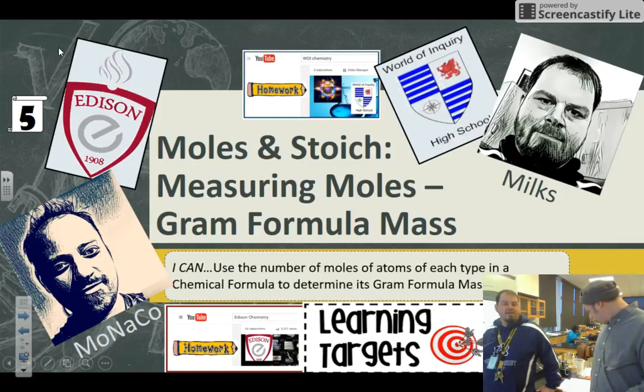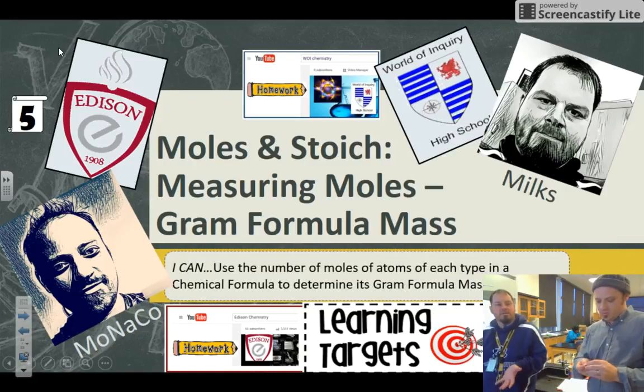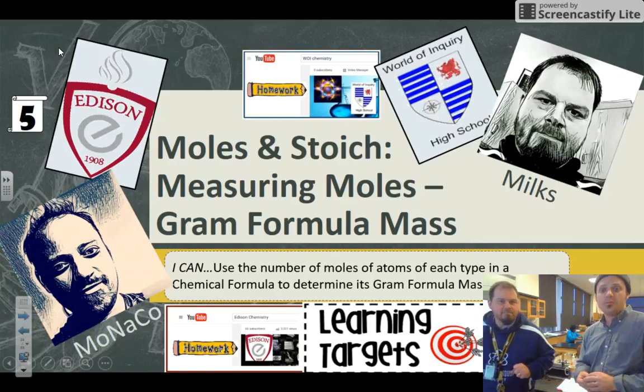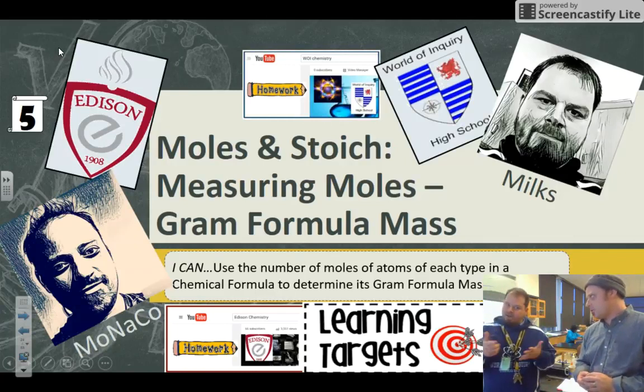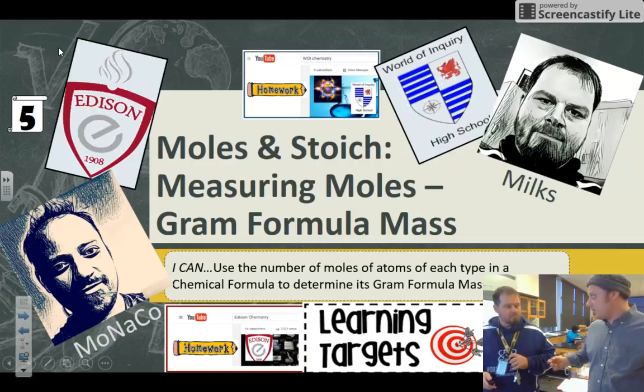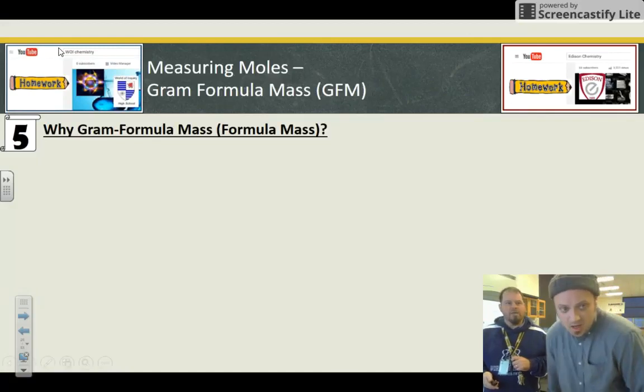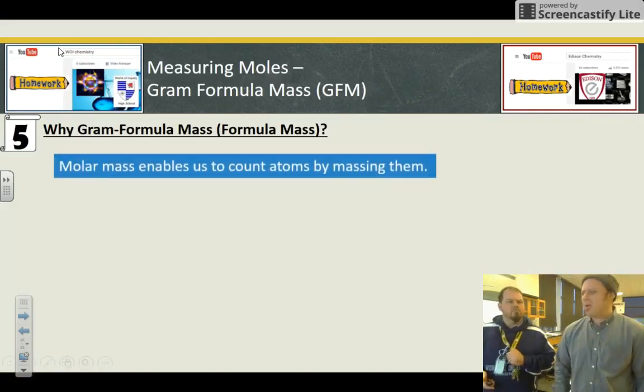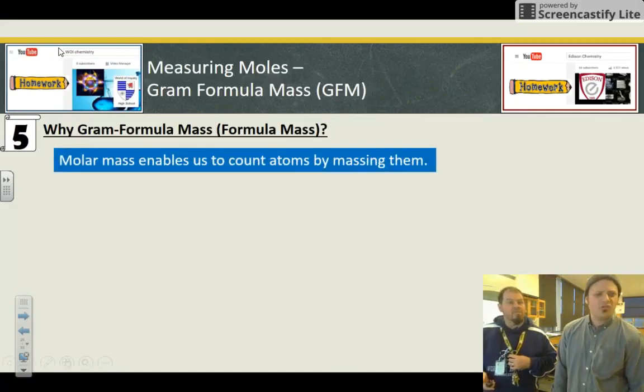This is the piece that culminates in what we just learned. Use the number of moles of each atom to figure out what the mass of the whole thing is. So we have to count them up, so that you can observe and obey the law of conservation of mass in chemical equations. So why gram formula mass, aka formula mass? Well, this enables us to count these atoms by massing them.